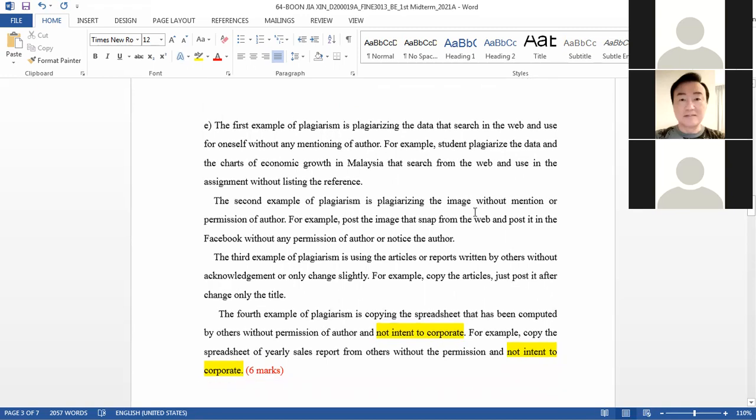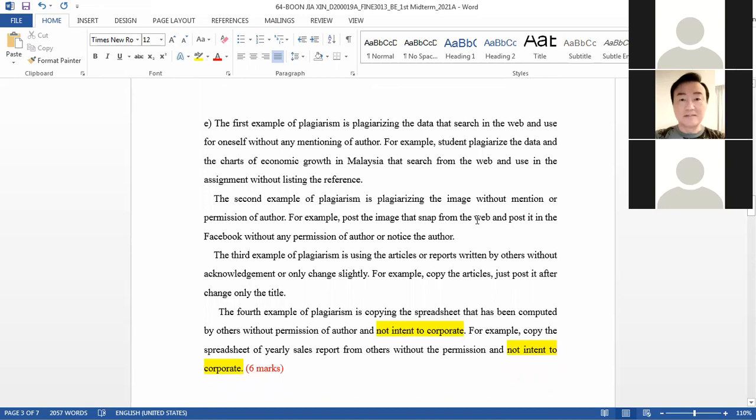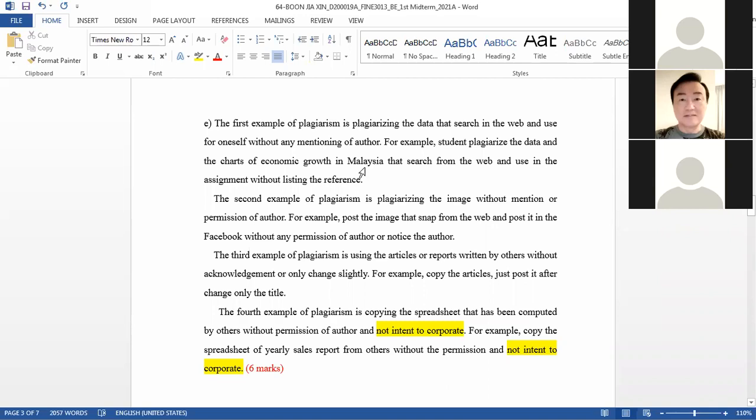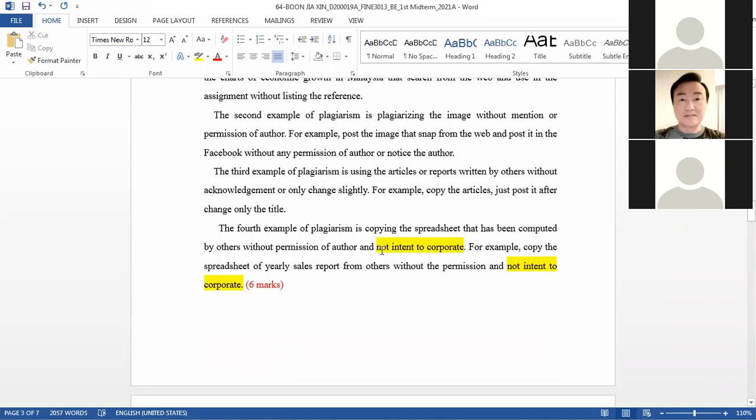Second example. Right, not intend to cooperate. Not intend to cooperate. So I'm judging from the totality of your answer, all right? So you got 6 marks. So you better take note of those words that I highlight. I don't know what you're trying to say.